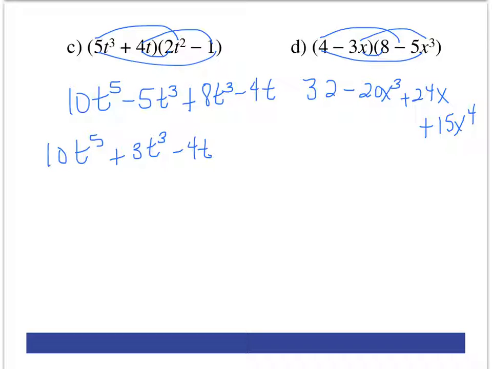So typically you're going to arrange these in descending order or ascending order. If the original binomials are arranged in descending order, then your answer should be done that way. So I'm going to rewrite these. So I get 32 minus 24x minus 20x cubed plus 15x to the fourth. I promise you I'm not going to penalize you on the order part unless I'm specifically telling you to do that.